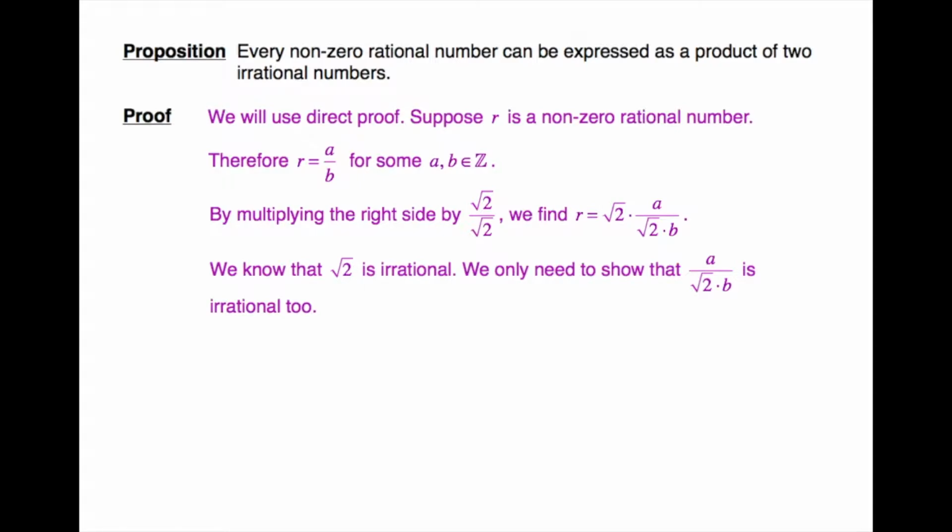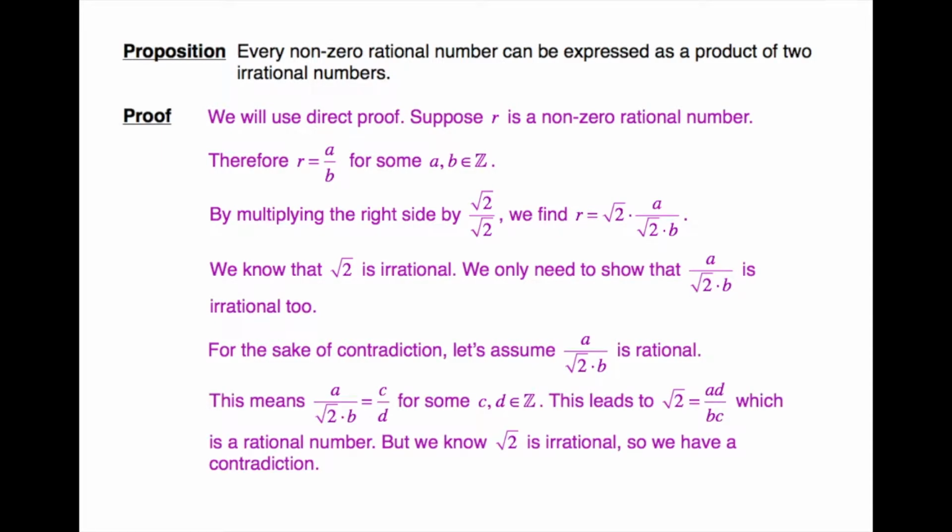So, we know that root 2 is irrational. We only need to show that A over root 2 times B is irrational too. This is where our proof within the proof starts. For the sake of contradiction, let's assume A over root 2 times B is rational. This means A over root 2 times B equals C over D for some integers C and D. If we rearrange everything, we find root 2 equals AD over BC, and that's a rational number. But we know root 2 is irrational, so we have a contradiction.